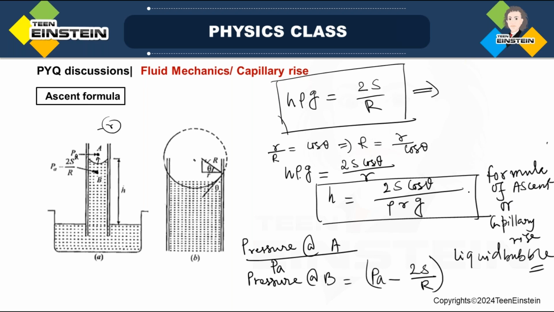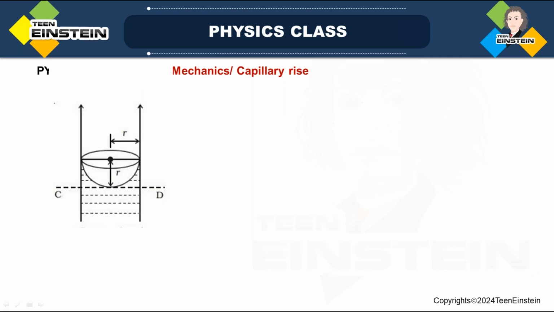Okay, but one point we have not considered here. If we zoom out the shape of the meniscus, we have not considered the liquid which is here. This is actually called liquid inside the meniscus. Okay, liquid inside the meniscus, this we have not considered.